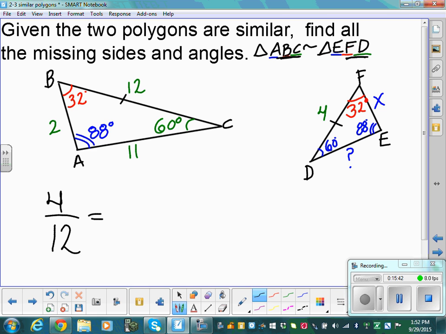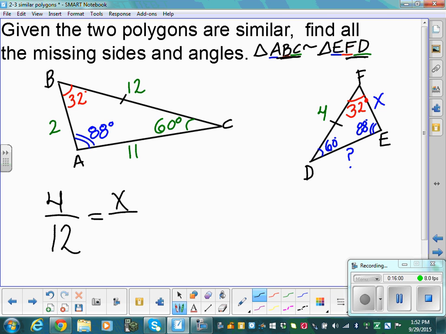Will they always give a similar statement up there? Yes, most of the time. Otherwise, it'll give you enough information. You'll always have enough information. All right, is equal to, let's find x first.